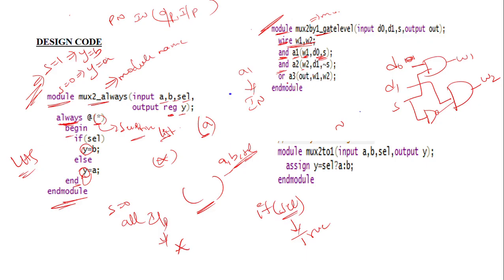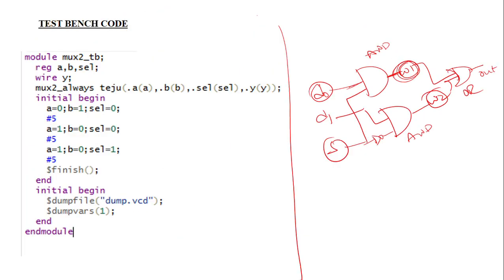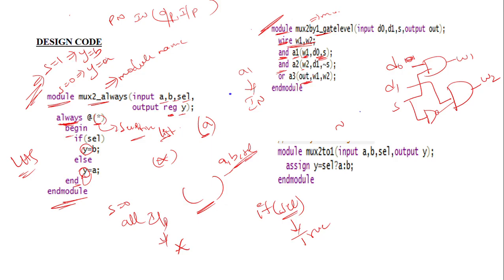In the OR operation, the outputs of the two AND gates are going to input to the OR gate, and the OR operator will give the final output. So we can simply write the output as out. W1, W2 are our inputs. So outputs followed by inputs. In gate level modeling, outputs are followed by inputs.